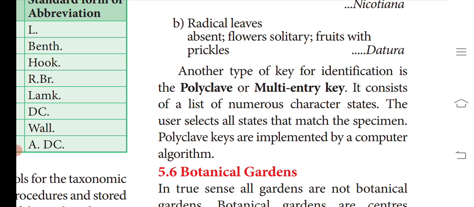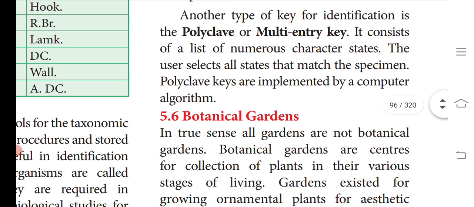Go to point number 2, go to point number 4, like that. Okay, another type of key for identification is polyclave or multi-entry key. It consists of a list of numerous characters. The users select all the states and match the specimen. Okay, in a polyclave key, a number of points will be given.